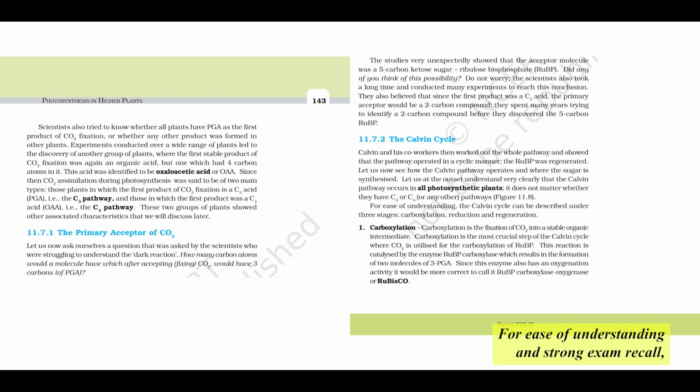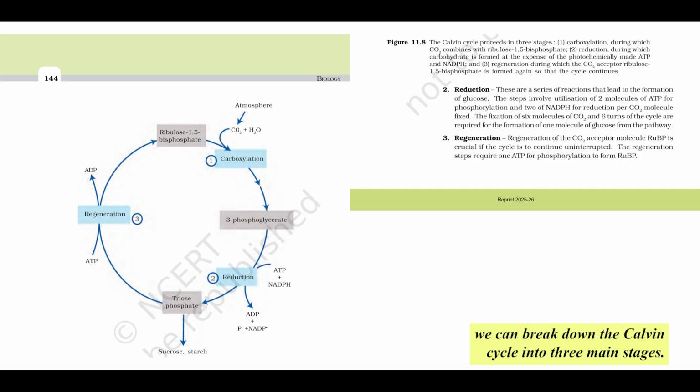For ease of understanding and strong exam recall, we can break down the Calvin cycle into 3 main stages. Think of it as 3 phases: carboxylation, reduction, and regeneration. Stage 1, carboxylation. This is arguably the most critical initial step. Carboxylation simply means adding a carboxyl group, COOH, which comes from CO2. It's the fixation of atmospheric CO2 into a stable organic intermediate.